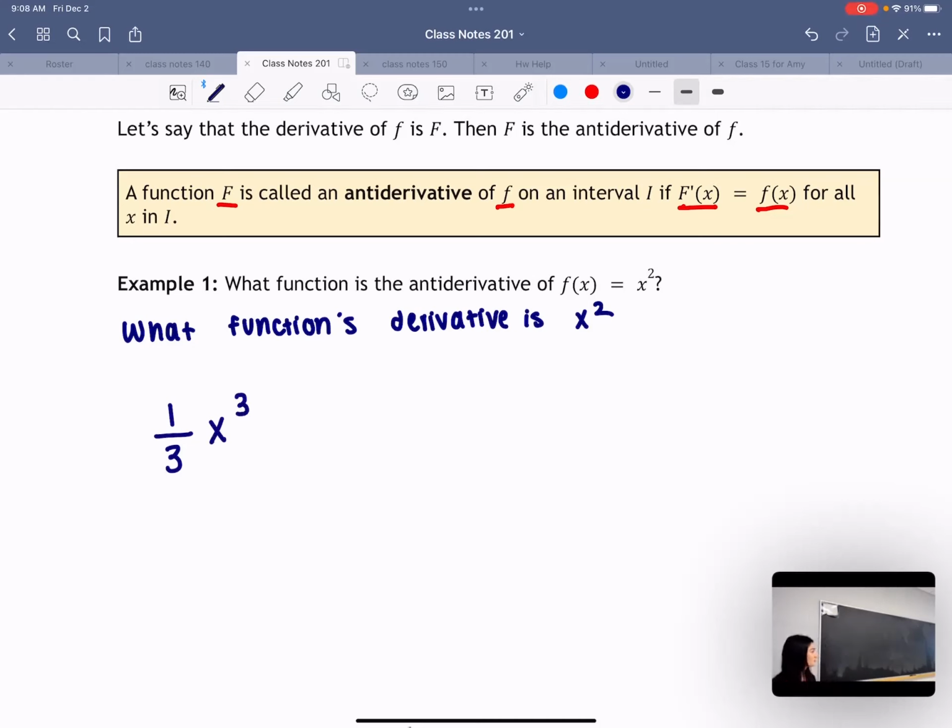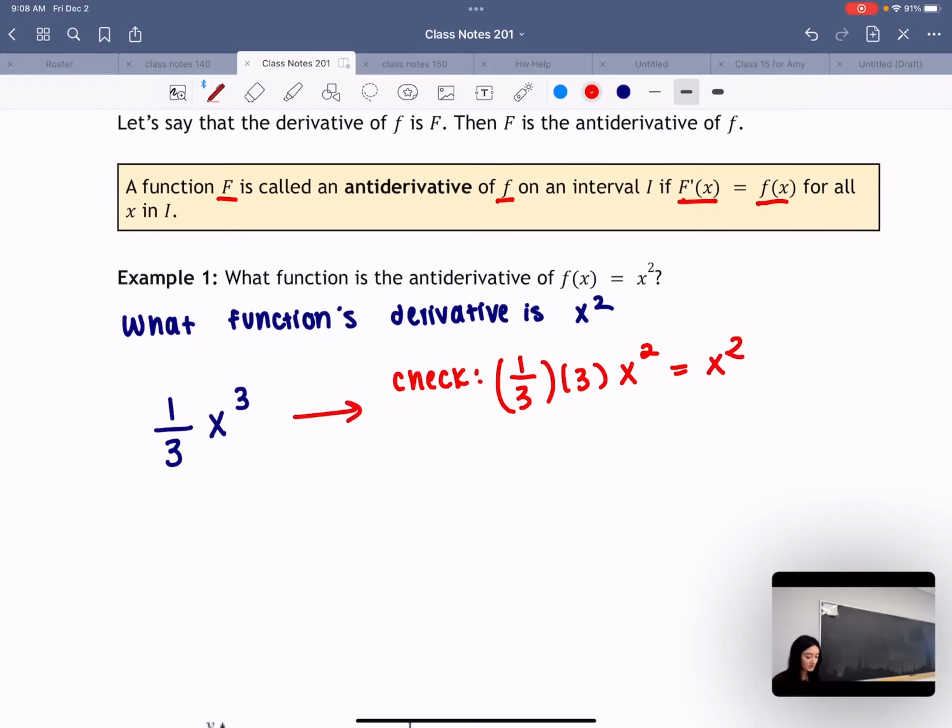And how can we check to see if that is the antiderivative of x squared? I can check. If I take the derivative of this, it would be 1/3 times 3, and then using the power rule, it would be x squared. So the derivative of 1/3 x cubed is my function x squared. So using the technical notation, big F, or my antiderivative, is 1/3 x cubed. Any questions so far?